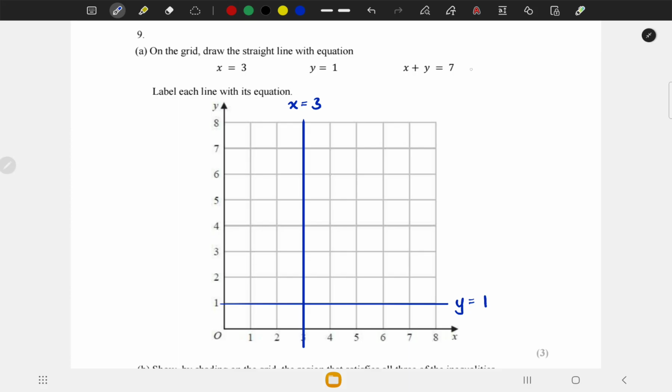A lot of students prefer drawing a table. So we're going to draw a table, but first we're going to make y the subject of the formula. I'm going to move x onto the other side. So y is equal to 7 minus x.